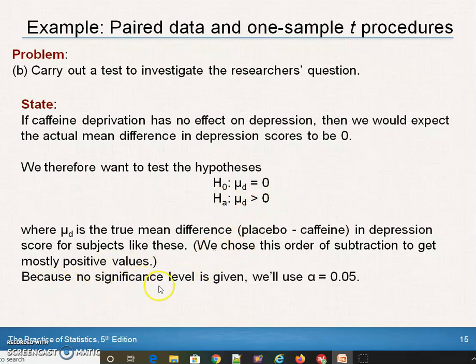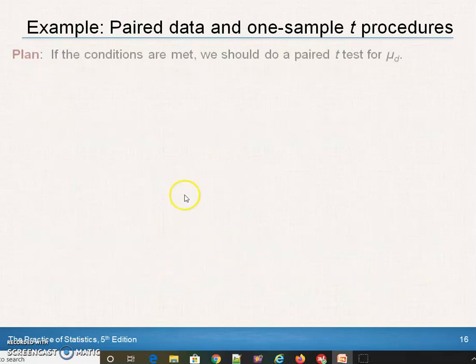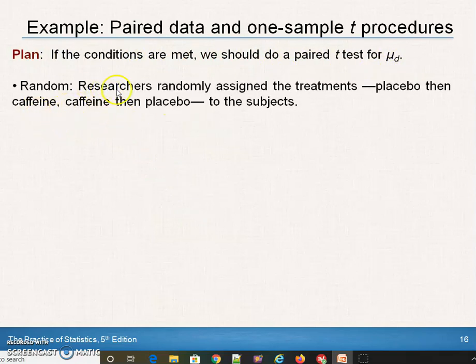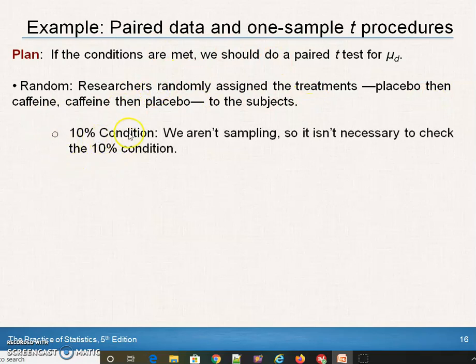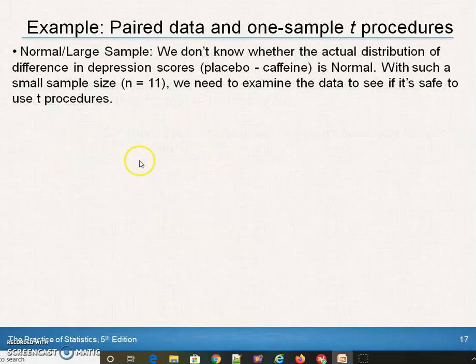No significance level is given, and so alpha being 0.05, the 95% confidence, that's used an awful lot. If conditions are met, we should do a paired t-test for mu sub d. Researchers randomly assign treatments, so it should be random. 10% condition, we aren't sampling, so it isn't necessary to check the 10% condition.